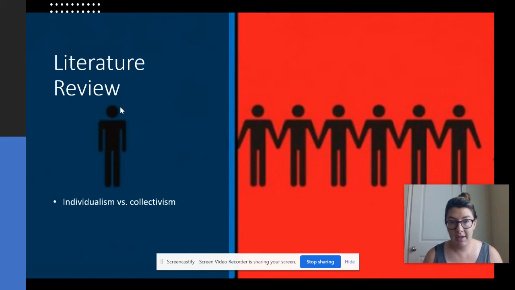The next concept that I researched was individualism versus collectivism as cultures that we have in different countries, and also the cultures that we promote in our classroom. So individualism promotes every man for himself. Students should just be responsible for their own learning. They work independently and they work to achieve their own success.